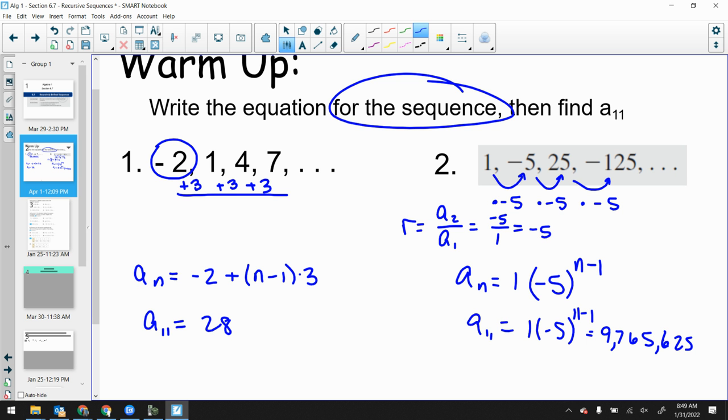Is it geometric if it's division? Yeah, but remember that we're going to think about it as multiplication only. If you see division, it's geometric, but you have to multiply by whatever a sub 2 divided by a sub 1 is. That's why the -5 and the n minus 1 have nothing to do with each other. The -5 comes from the ratio. The n minus 1 comes from the formula. They're just completely different things.